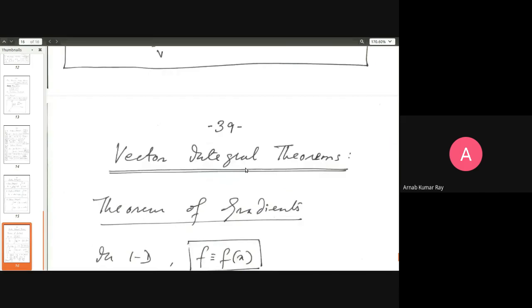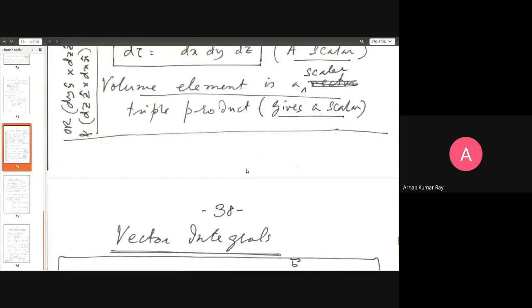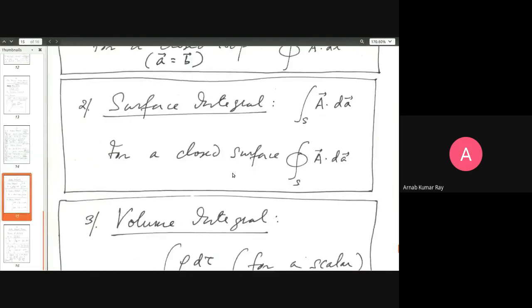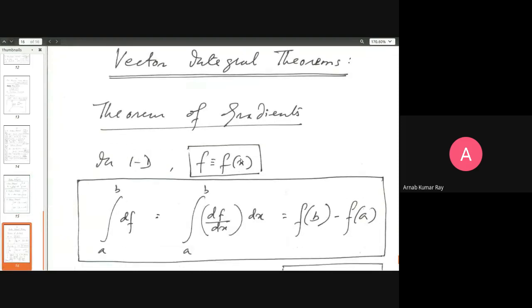Okay, now let us see. We'll have to look at certain theorems of vectors. So with the understanding of vector integrals, we shall look at some basic theorems involving vector integration. First is the theorem of gradients. In one dimension, f is given as a function of x. Okay, fine. So if you're going from point A to point B, finding the value of f over the full range, you take a small element df and then you integrate.